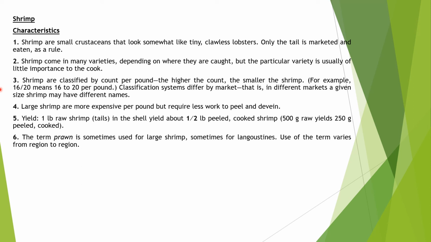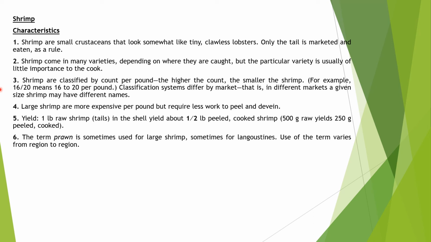Large shrimp are the most expensive per pound, but require less work to peel and devein. Now the yield: 1 pound of fresh shrimp, with only the tail in the shell, yields about half a pound peeled. So if you buy 1 pound of shrimp in the shell, when you finish peeling them, you are going to throw away half a pound of shell, and you're going to be left with half a pound of meat, or flesh.